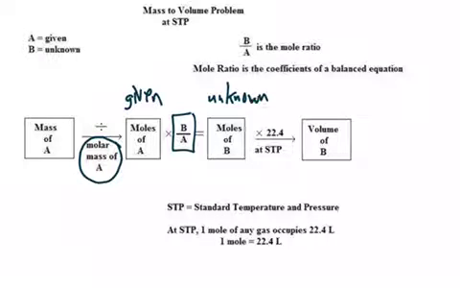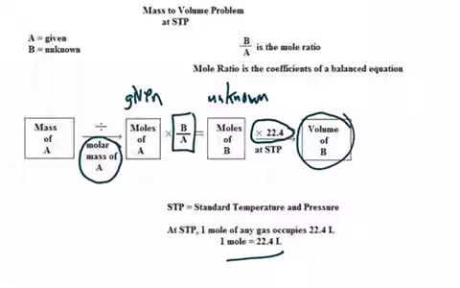Now, here is where the STP comes in handy. To go from moles to volume at STP, all you got to do, and I'll set this up for you when I do a problem, is you end up multiplying by 22.4. There are 22.4 liters in 1 mole, so when you multiply by 22.4, you will get the volume of the unknown. So let's take a look here at a sample problem.